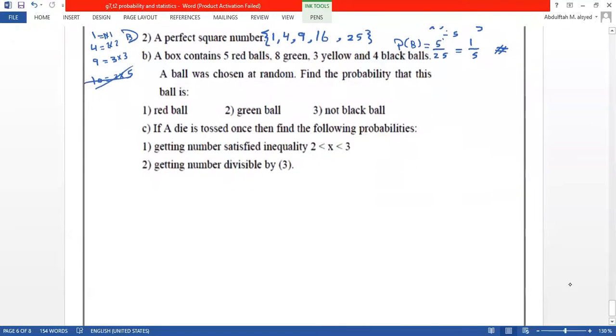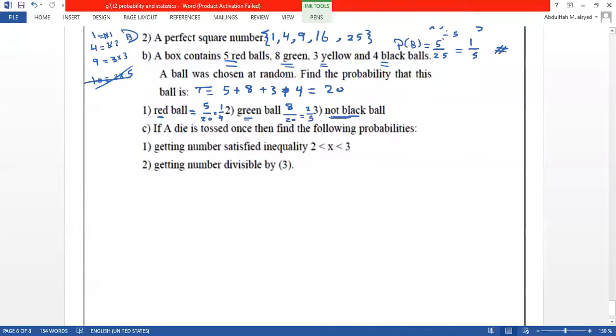The second problem: a box contains 5 red, 8 green, 3 yellow, and 4 black balls. Find the probability that the ball is red. First we have to find the total number of balls: 5 plus 8 plus 3 plus 4 equals 20. Now the probability of getting red: how many red balls? 5, so 5 over 20. You can simplify, it will be 1 over 4. Probability of green: green is 8, so 8 over 20, dividing by 4, 2 over 5.